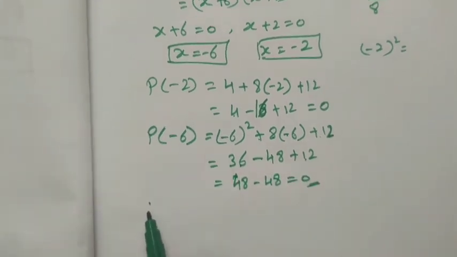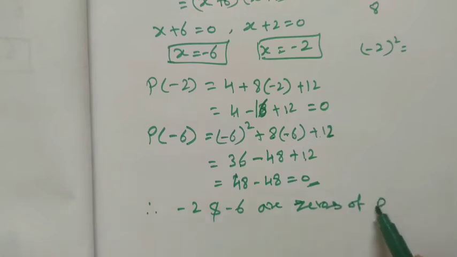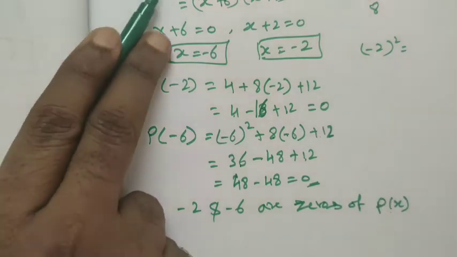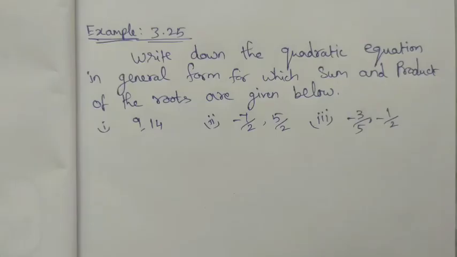Therefore, minus 2 and minus 6 are zeros of p of x. What is p of x? P of x is equal to x square plus 8x plus 12. That is the answer, right?